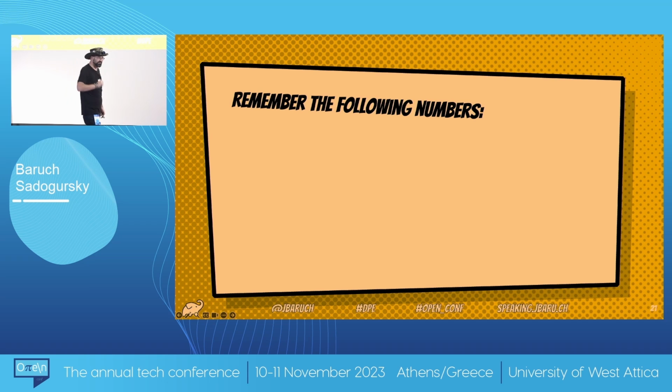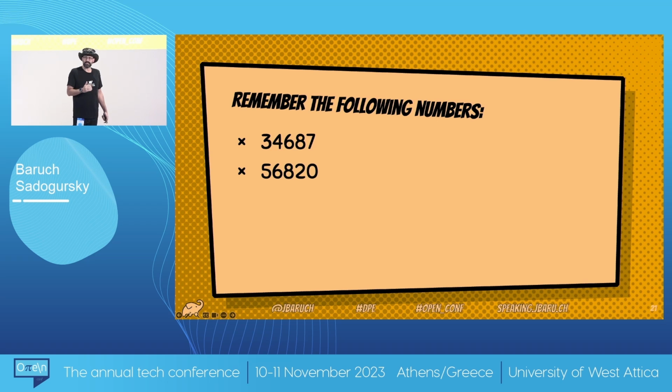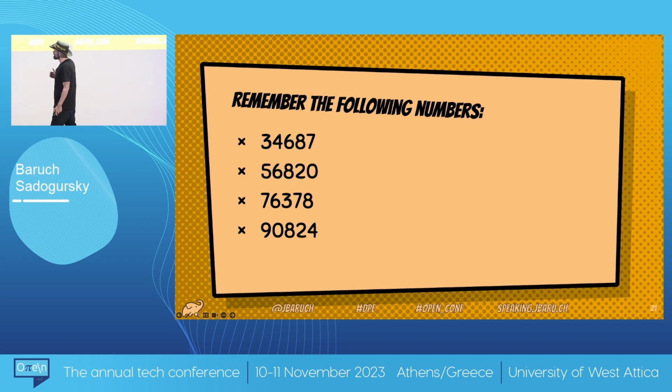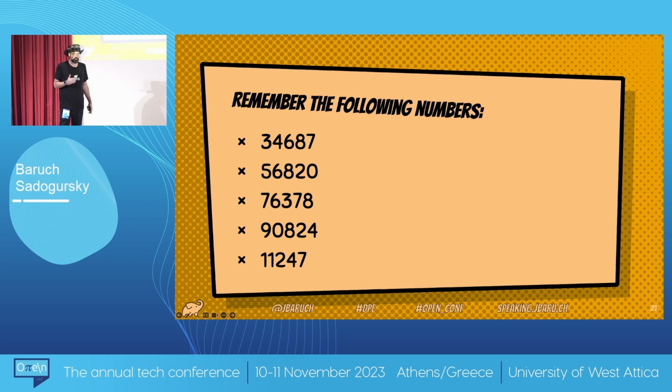Now, this one is going to be fun as well. What I need you to do is to remember the following numbers. It's important that you remember them because we'll get back to that. 3, 4, 6, 8, 7. 5, 6, 8, 2, 0. 7, 6, 3, 7, 8. 9, 0, 8, 2, 4. One more. 1, 1, 2, 4, 7.